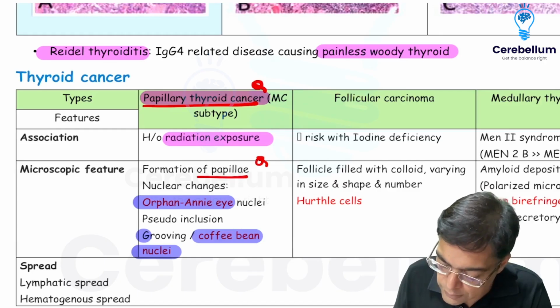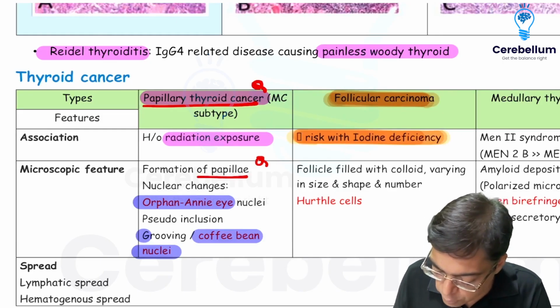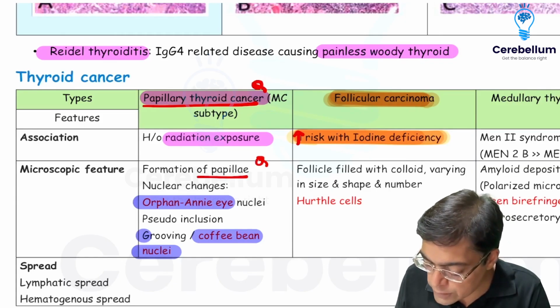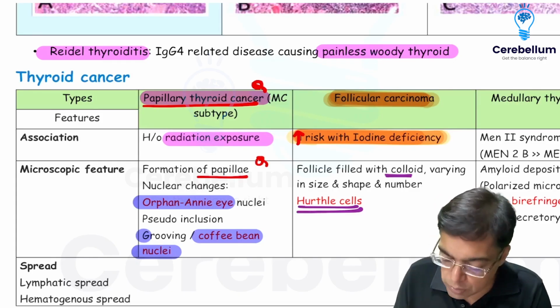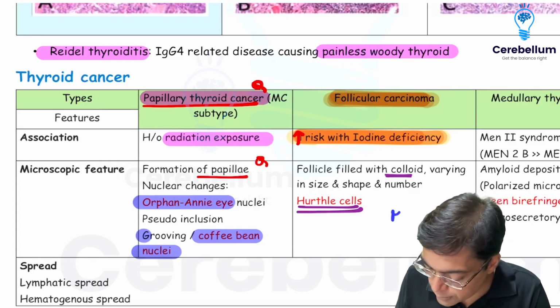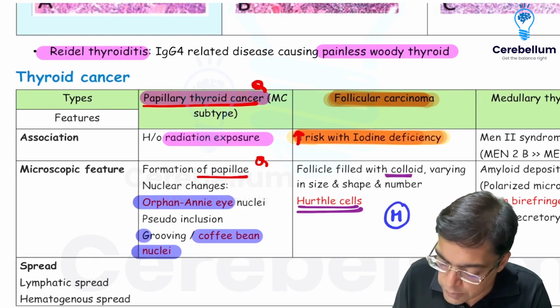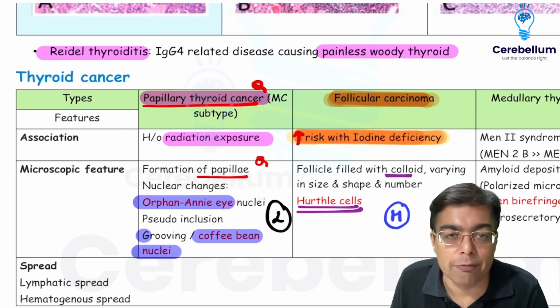So far as the second cancer is concerned, that is follicular cancer, associated with higher risk in iodine deficiency, and the patients are going to have follicles which are filled with colloid. Of course, they are also going to have the presence of Hurthle cells. Follicular thyroid cancer spreads through the blood vessels, hematogenous spread, in contrast to papillary thyroid cancer, which has a lymphatic spread.